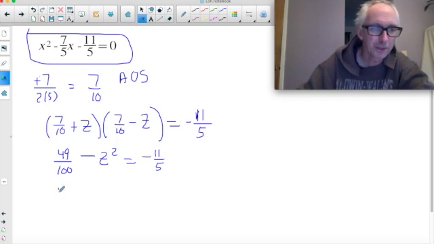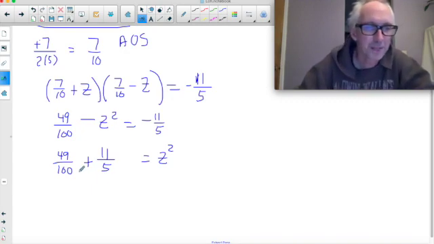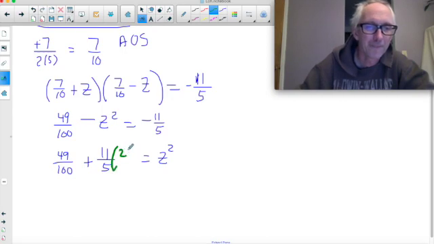All right, doing a little algebra here. We're going to move the negative 11 over 5 to the left side by adding it, and we're going to add z squared to remove it from the left side. Okay? All right, to get to 100, we're going to need to multiply by 20 here, to make a common denominator.